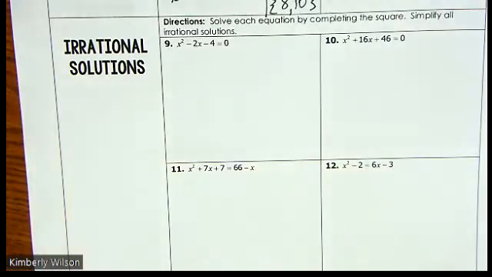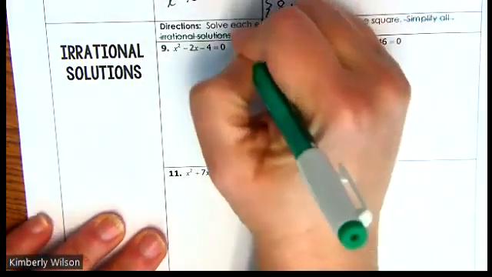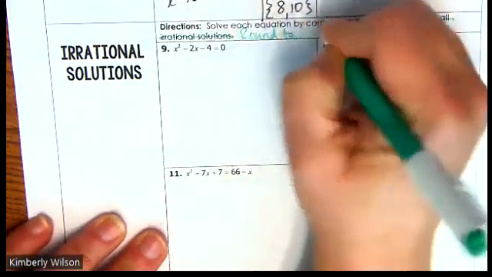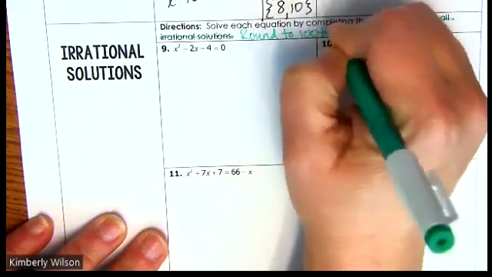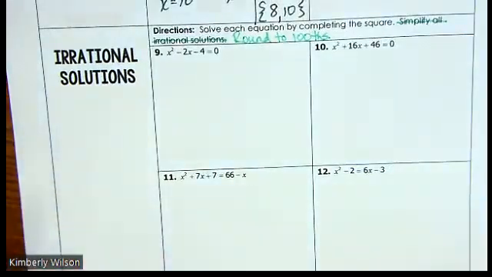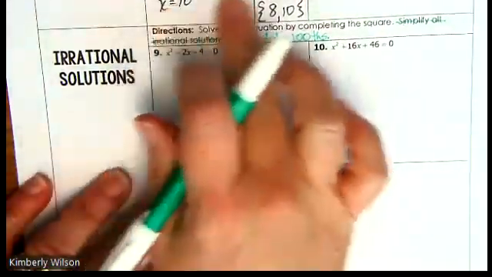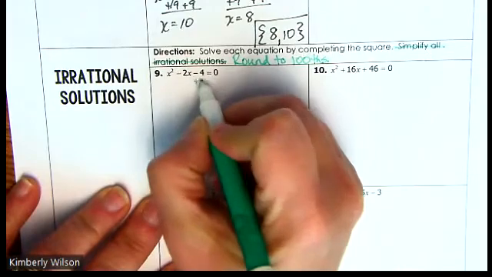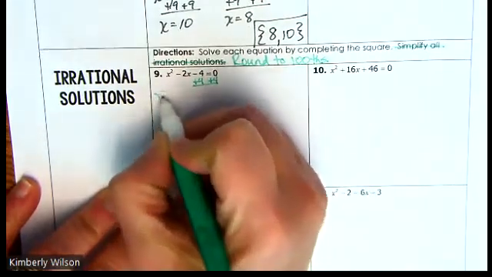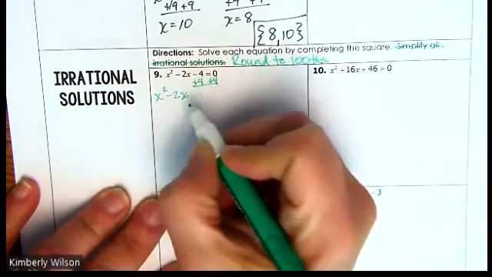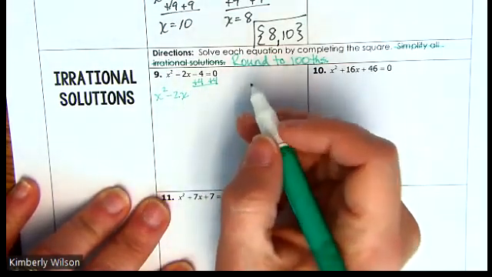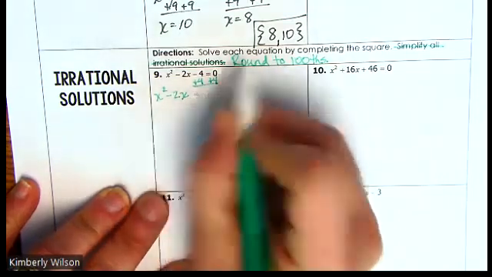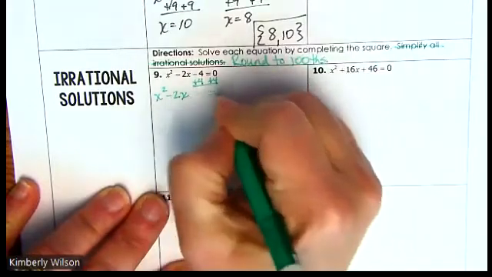Okay. It says to simplify all irrational solutions. We're going to actually plug them in and get the decimal answer at this point. So you're going to round to the hundredths. Same process. We're just doing the same thing. It's just going to be when we're solving down here at the end, we're going to get decimal answers. So I'm going to add 4, and I'm going to have x squared minus 2x equals 4.